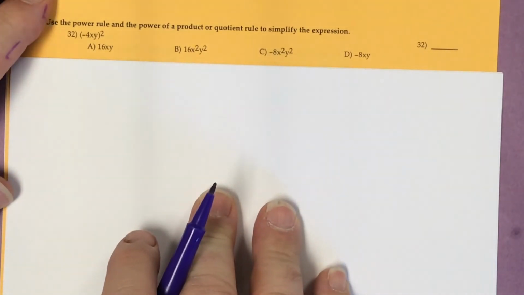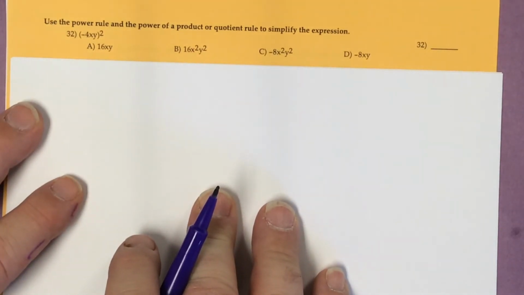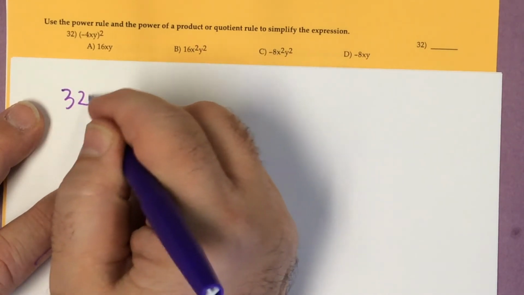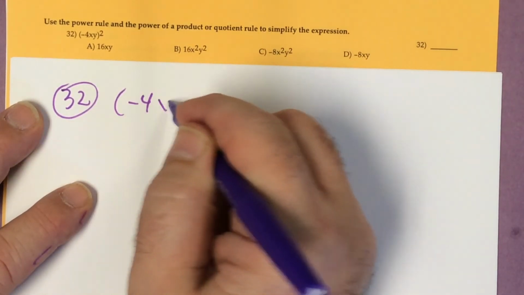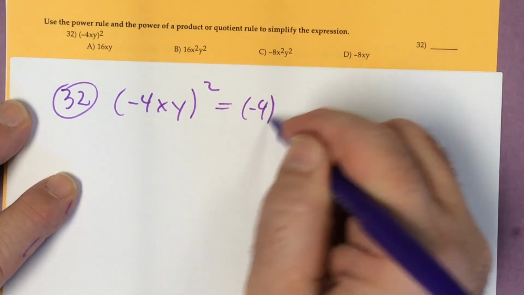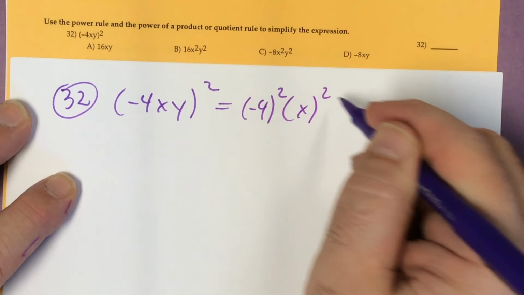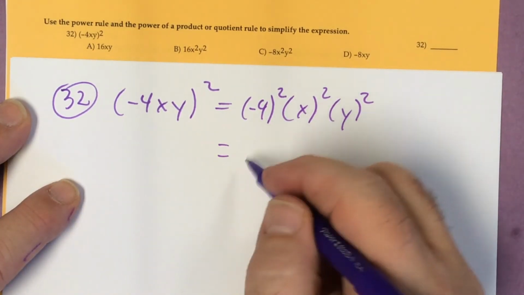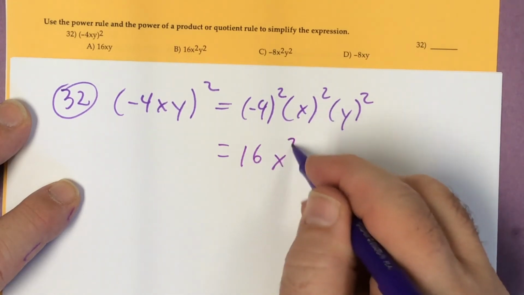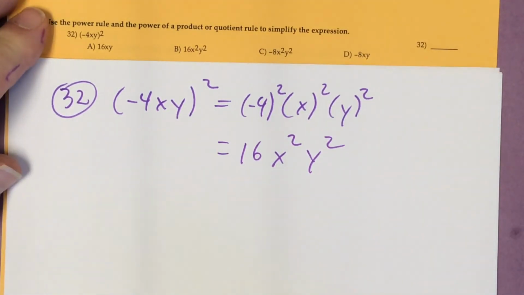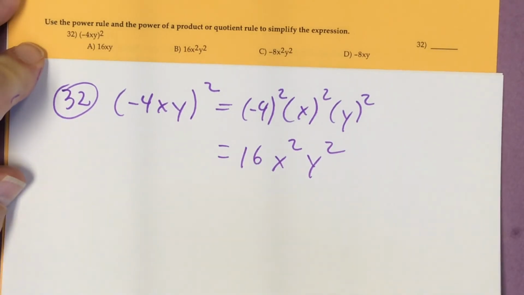So it says, use the power rule and the power of a product or quotient rule to simplify the expression. After some of the other ones we looked at, that doesn't look too bad. So it's going to be negative 4xy to the second. That's going to be equal to negative 4 to the second, x to the second, and y to the second. Well, that'll give me, in that case, 16x squared y squared. Not too bad, I hope. And I think that would be choice B if I'm not mistaken.